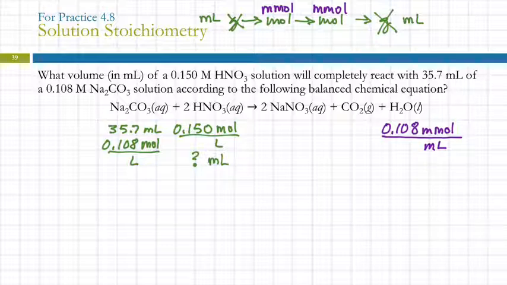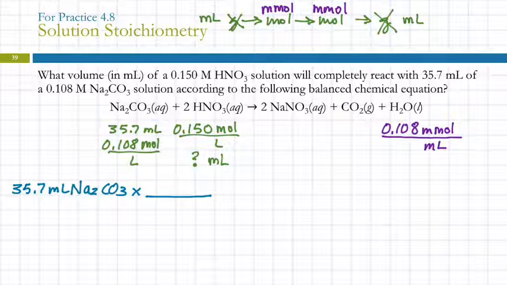Anybody have any questions about that? Okay, so milliliters to millimoles to millimoles to milliliters. I'm going to start with my volume that was given, 35.7 milliliters. And I do need to write the chemical formula because that's going to change throughout the equation.